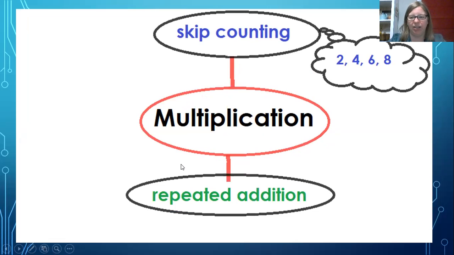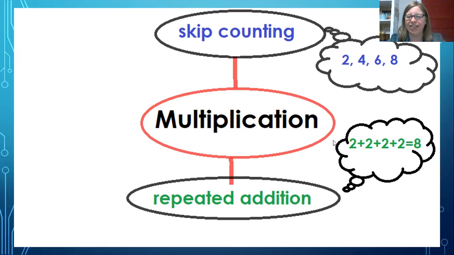Repeated addition. Let's think of that. Repeat. When I repeat myself, when I repeat myself, when I repeat myself. Don't worry, your video is not broken. I was just making a point. Repeat means to say the same thing over again. Repeat means to do the same thing over again. So, what does repeated addition mean?